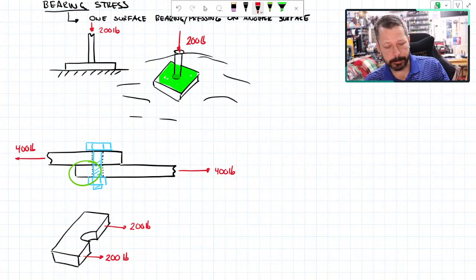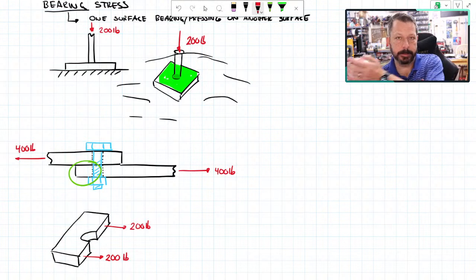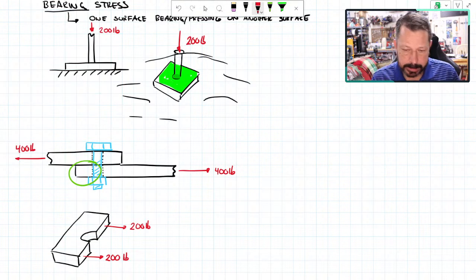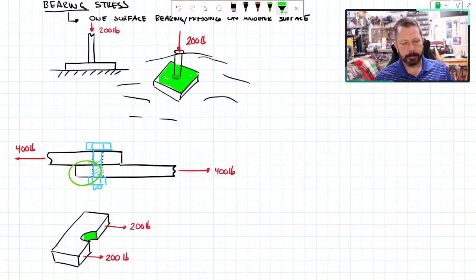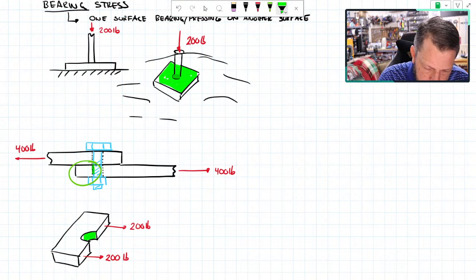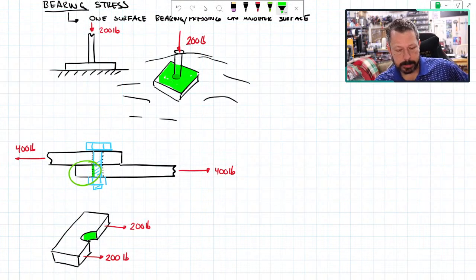How it's not moving, because this free body diagram would be moving to the right, correct? How it's not moving is the inside surface of this hole is pressing against the bolt, right there. And that's a bearing stress. It's just on a curved surface.